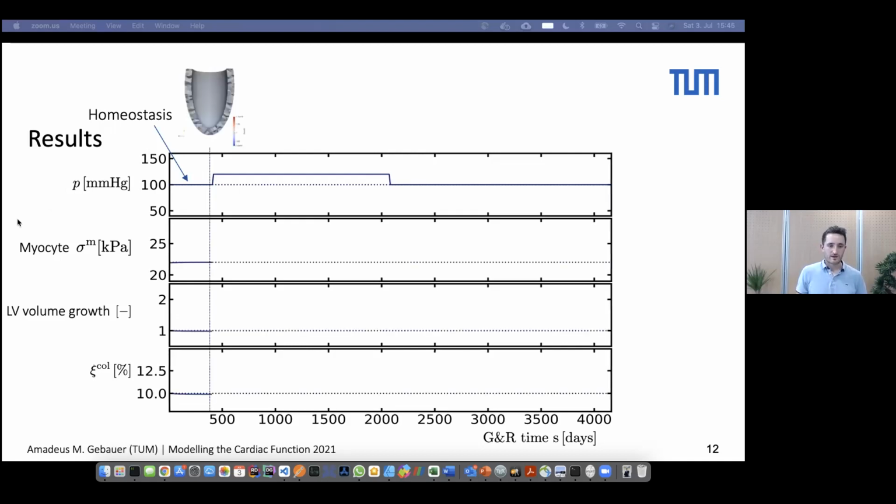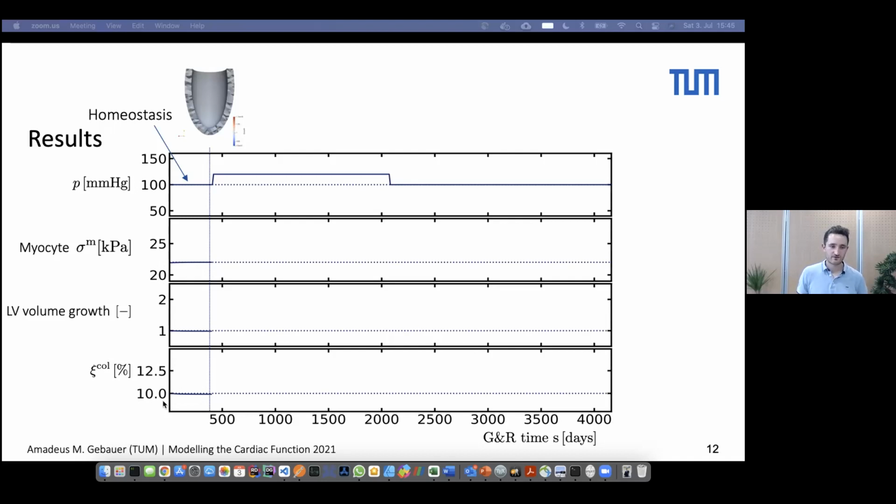So at the beginning we see, since we are in homeostasis, nothing changes, so the myocyte stress is already at the preferred stress state, and also the left ventricular volume and the collagen mass fraction do not change, so it's at 10%.